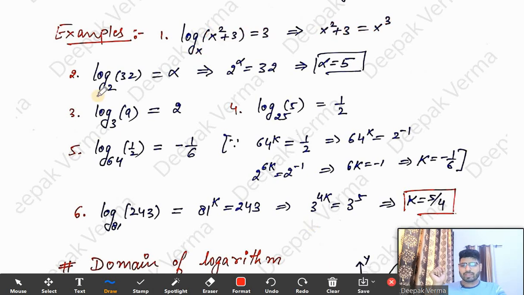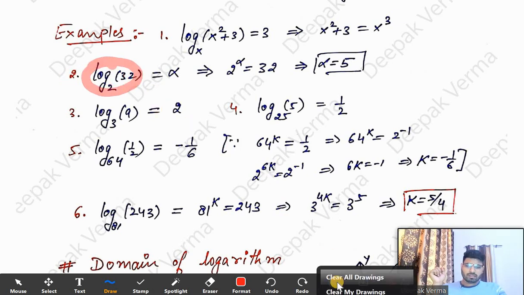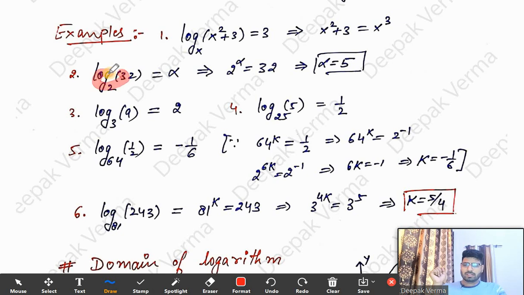Got it? Second example, log 32 to the base 2. We have to find the value of this log. According to our definition, it's a number, so let's say this equals alpha. Then convert it into exponential form. This will be base to the power right hand side, that is 2 to the power alpha, equals the argument. The argument is 32 here. Is it clear?